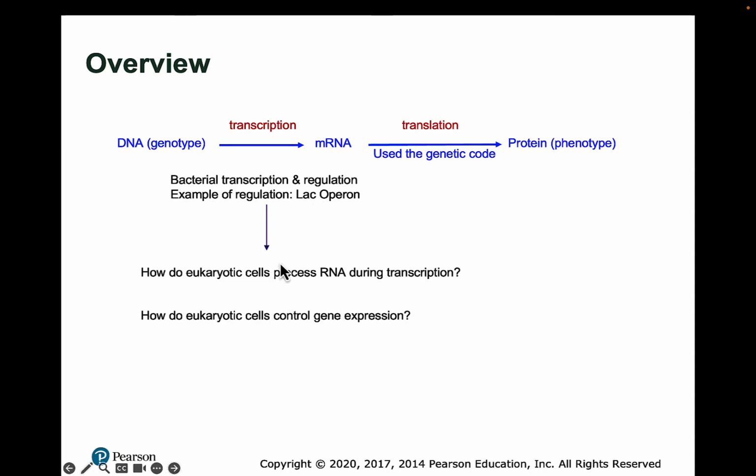In today's videos, we're going to look at how eukaryotic cells finish transcription. So there are a few extra steps to processing the RNA during transcription in eukaryotic cells. And then we'll look at how eukaryotic cells control gene expression. And this process is a little bit more complicated in eukaryotic cells compared to bacterial cells. So that's what we'll be talking about.